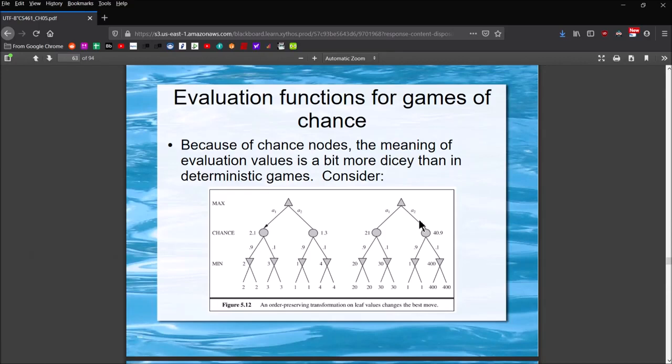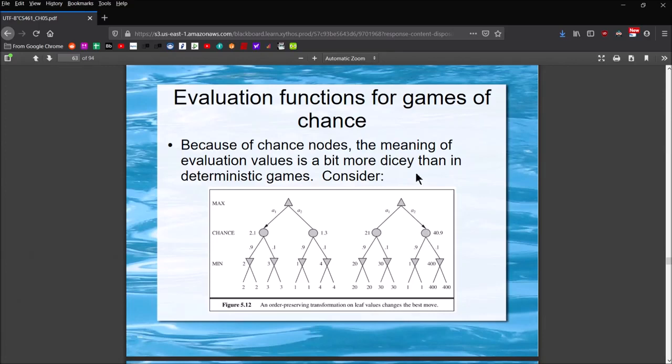Now, even though there's only a 10% chance of hitting the position that's worth 400 from Max's point of view, the payoff is just too great to ignore. And so the algorithm's going to say, well, go ahead and select action 2. So hopefully that was okay.